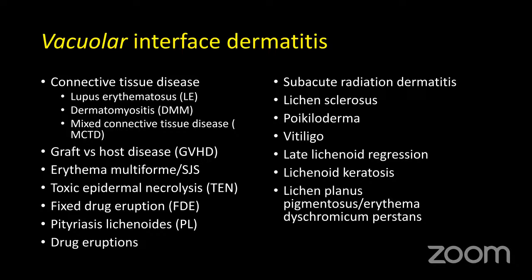Pityriasis lichenoides can also present with just minimal lymphocytes at the junction, as can drug eruptions, subacute radiation dermatitis, lichen sclerosus, poikiloderma, and vitiligo, which can also have a naked interface dermatitis. Sometimes you can have what's referred to as late lichenoid regression or late lichenoid tissue reaction that you can see in various later stage lichenoid dermatoses, including lichenoid keratosis. And lichen planus pigmentosus or erythema dyschromicum perstans is another classic example of a naked interface dermatitis. And so there's a lot of overlap with these.